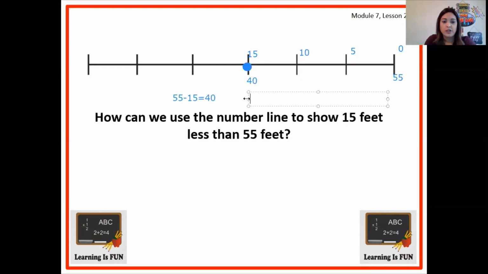Or we started at 40. What do we need? We added 15 and that gave us 55. Is 40 plus 15 55? Yes. Very good. So that's how you do it.